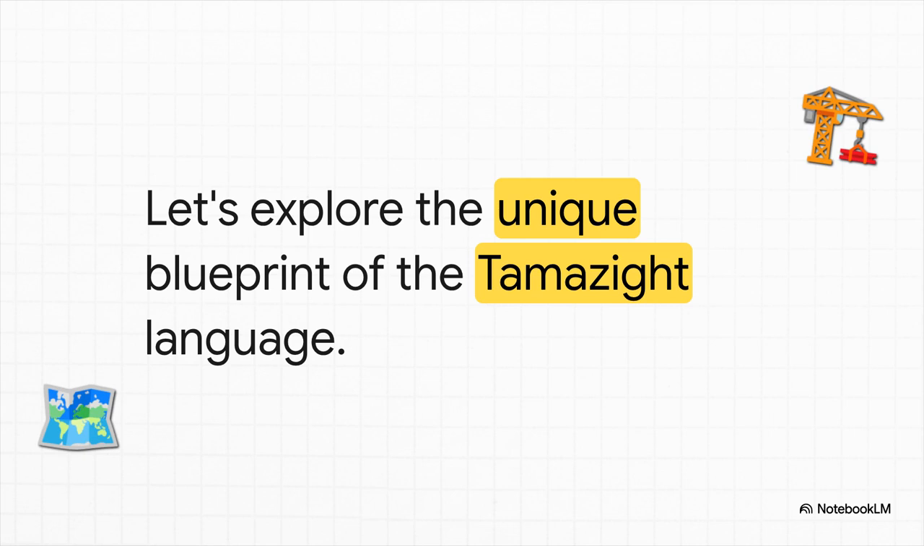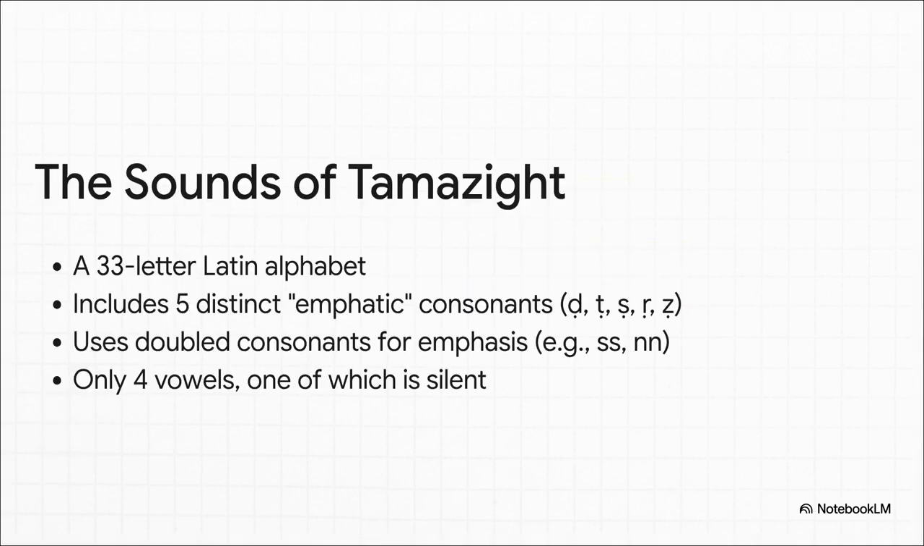So let's start with the most basic building materials of any language. Its sounds. Okay, don't worry, we're not going to sit here and memorize a whole alphabet, but we do need to get a feel for the unique sound palette that Tamazight is working with. It's based on a Latin alphabet, which is familiar, but it adds these really deep, emphatic consonants. You'll also see doubled consonants for emphasis, and get this, it builds entire words with just 4 vowels, and one of those is silent. All of this comes together to create a really distinct and powerful sound.